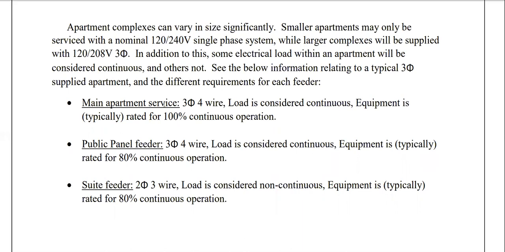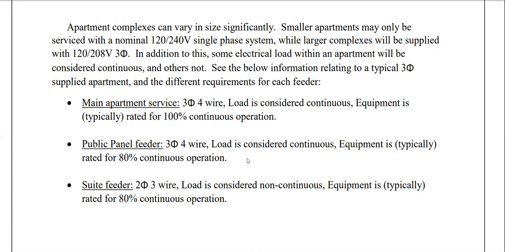The main apartment service, if we have supply of three-phase, four-wire, the load is considered continuous. The equipment is typically rated for 100% continuous operation. And due to that, there is no need to go about adjusting the amperage to accommodate an 80% rated overcurrent device. The public panel feeder in a three-phase, four-wire apartment, the load is considered continuous.